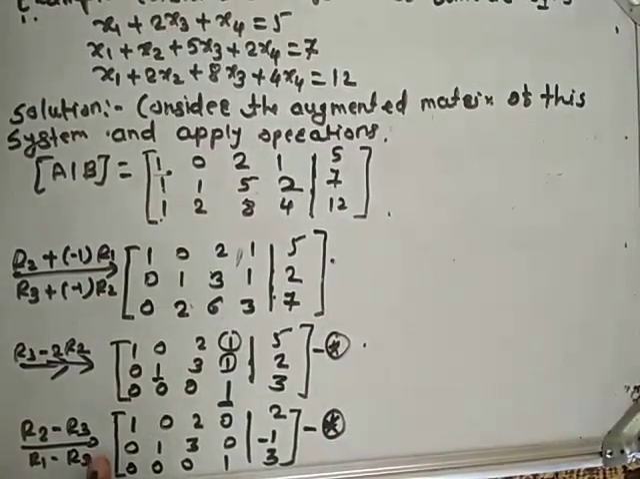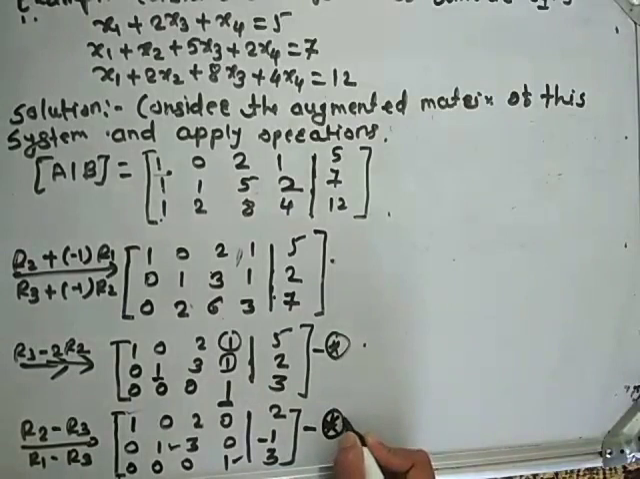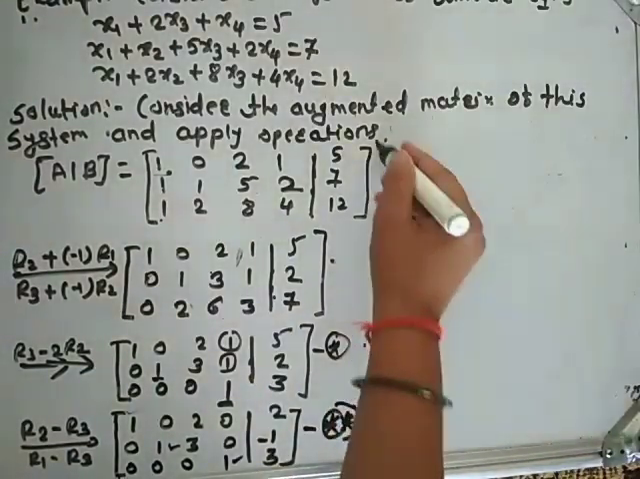Why is this form a reduced row echelon form? Because each column that contains a leading one has zeros everywhere else. See here, this column contains a leading one and has zeros everywhere. Also this column contains a leading one with zeros everywhere, and this column too. Okay. Suppose we call this double star. This matrix is double star.